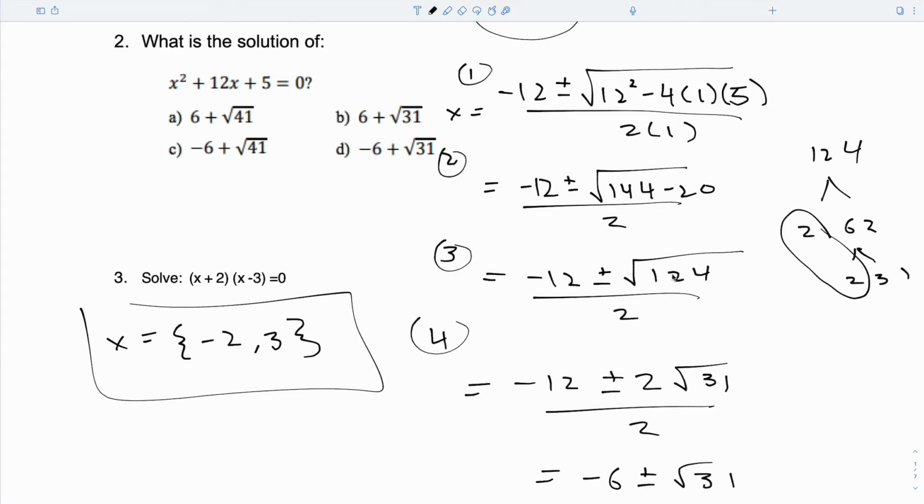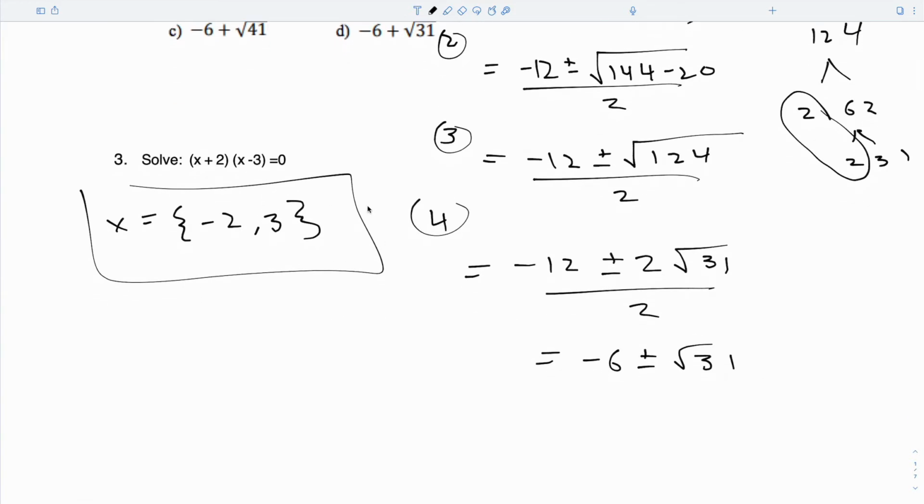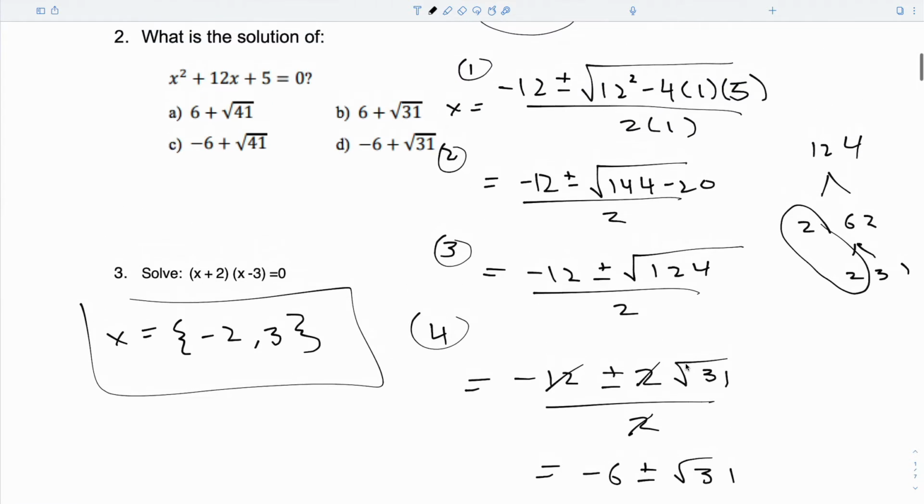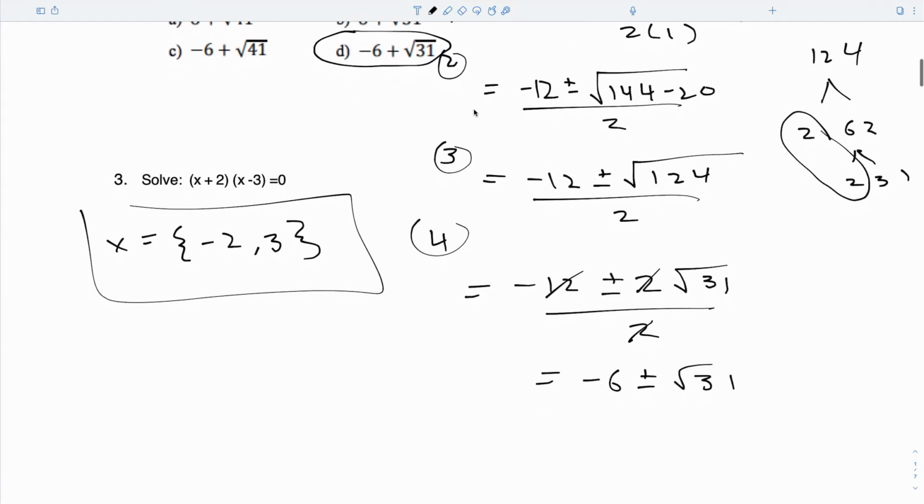notice how I simplified 124 and I set up a factor tree and took out a 2. Because 2 appears twice, you can put it outside the square root, and 31 is left on the inside. That simplifies because the 2 can cross cancel, and it leaves you with -6 plus or minus root 31. It should have been D is one of them, and then you have another option, but you just need to choose one for the answer.